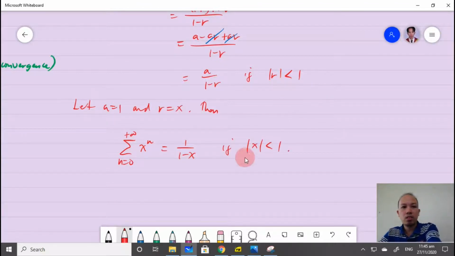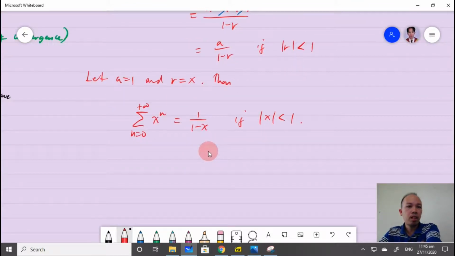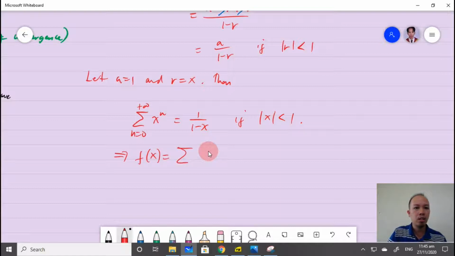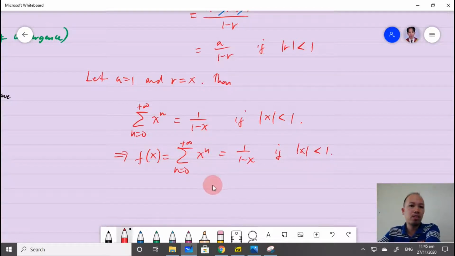Okay, so this is a power series in x, and we know that this is a function, so we can write the series, the summation of x to the n, where n starts from 0 to positive infinity, to be equal to 1 over 1 minus x, as long as the absolute value of x is less than 1. Okay, so now we can do differentiation and integration for this.